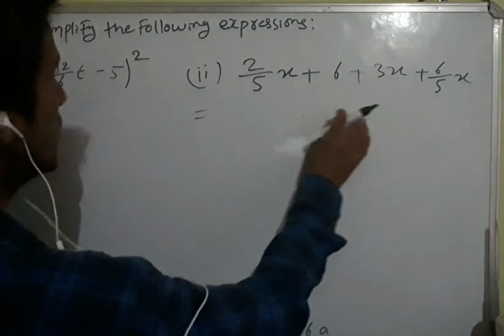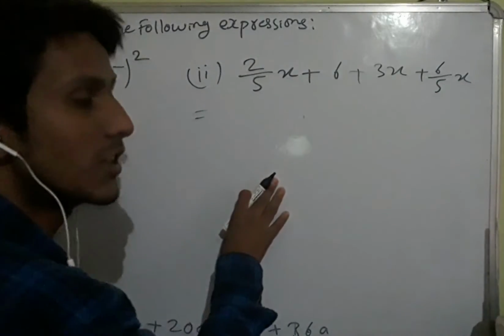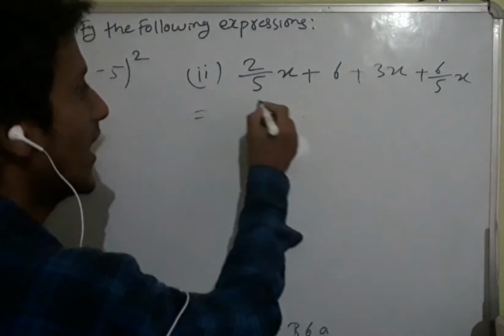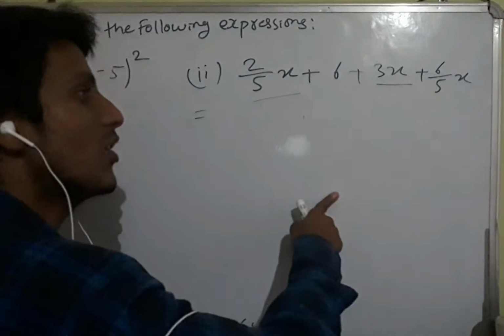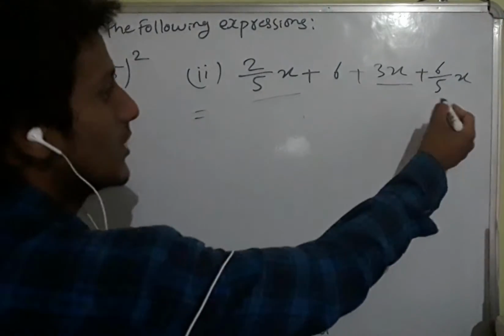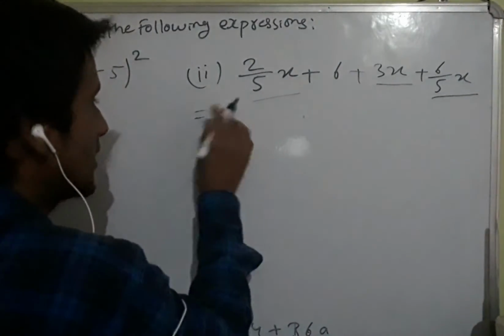Okay, see what you have to do here is we have to add like terms. It means the terms that are the same. X here, this is also x. Variables that are the same. This is also x. So these are like terms. You can definitely add those up.